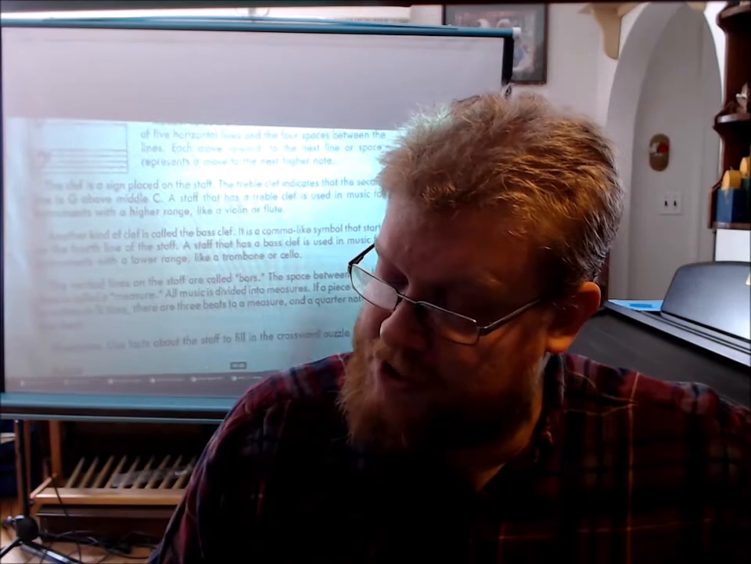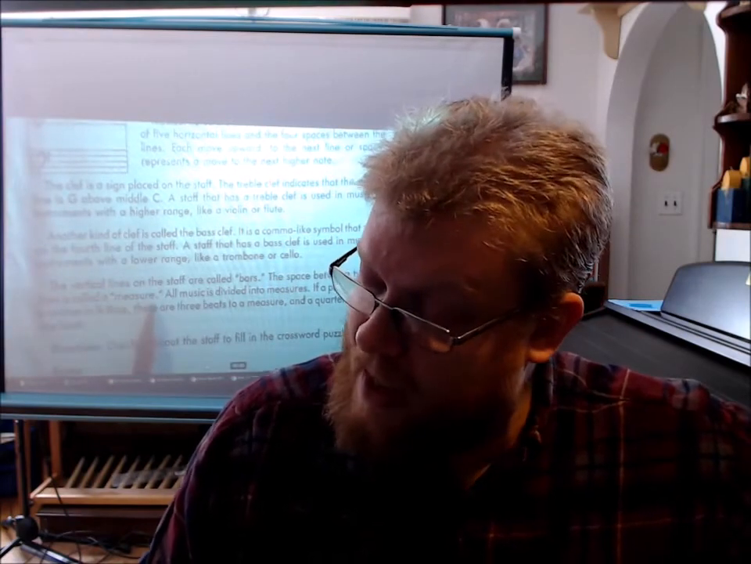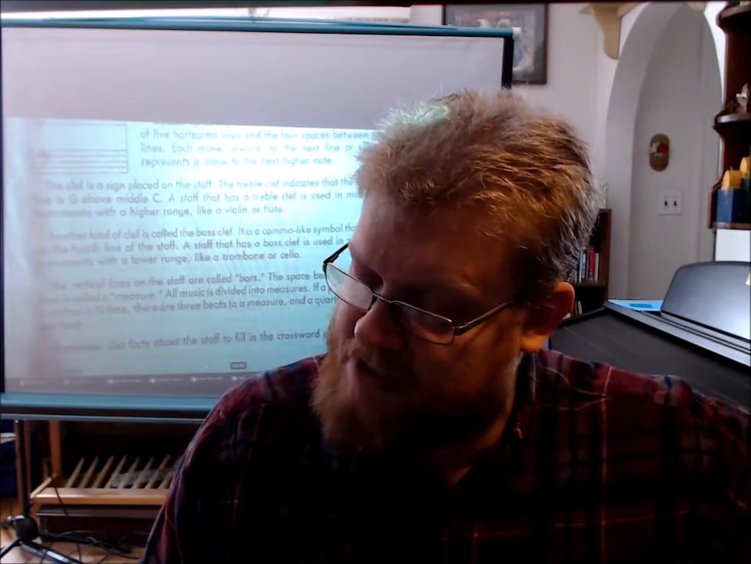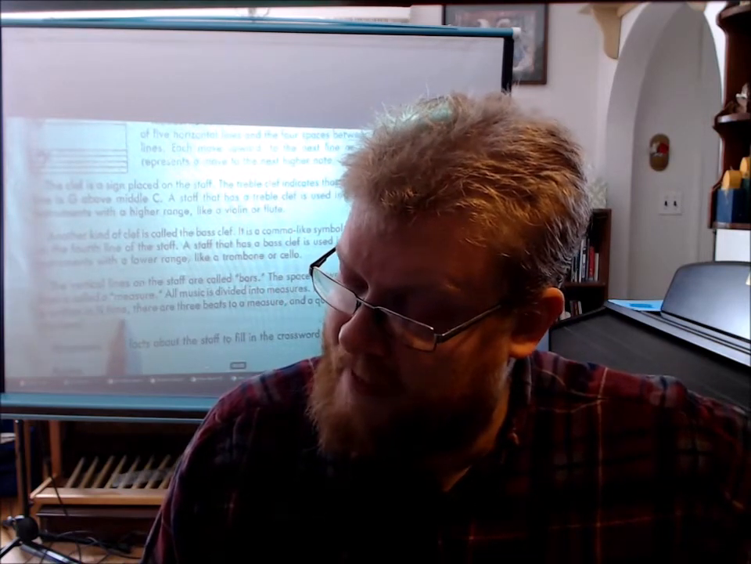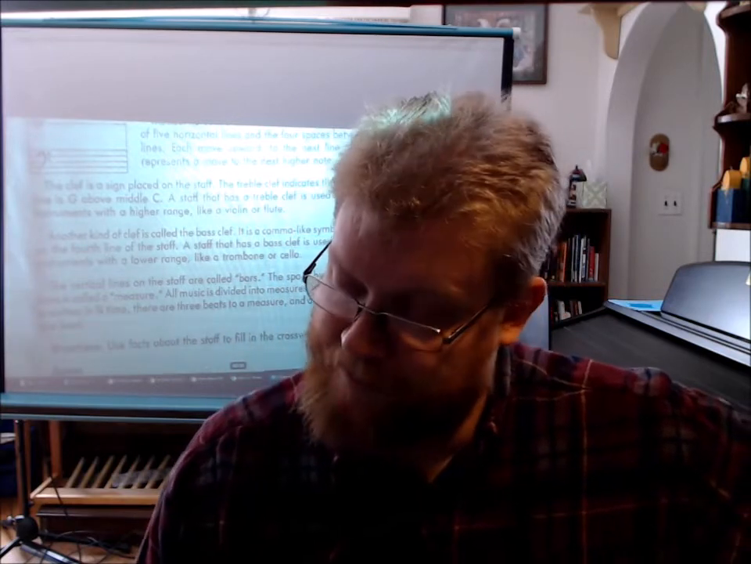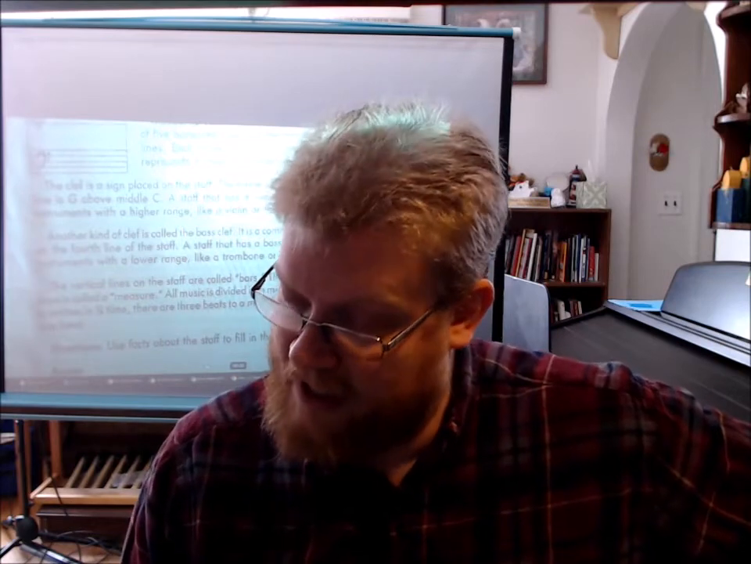The space between 2 bar lines is called a measure. All music is divided into measures. If a piece of music is written in 3/4 time, there are 3 beats to each measure, and a quarter note gets 1 beat. Directions: use facts about the staff to fill in the crossword puzzle below.